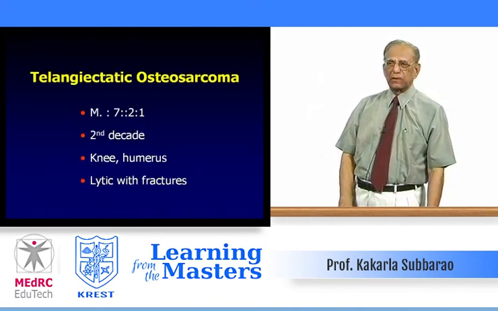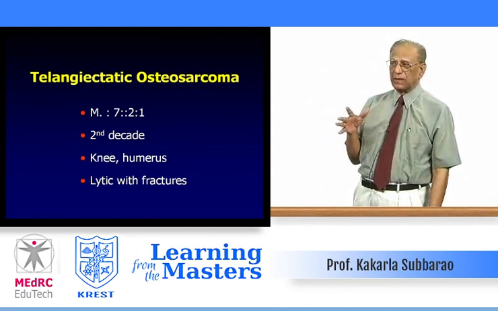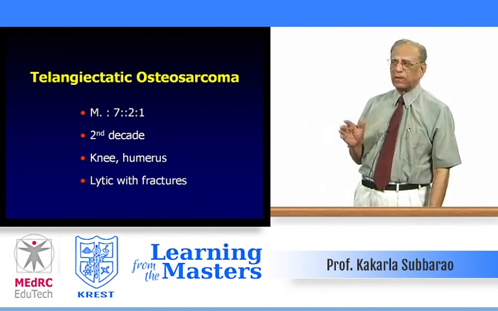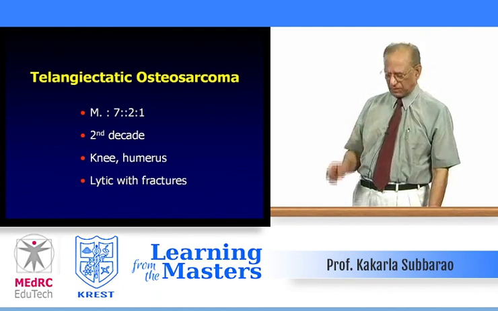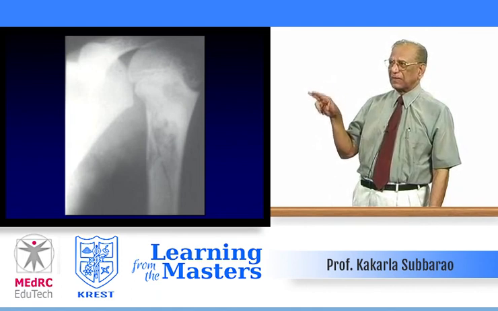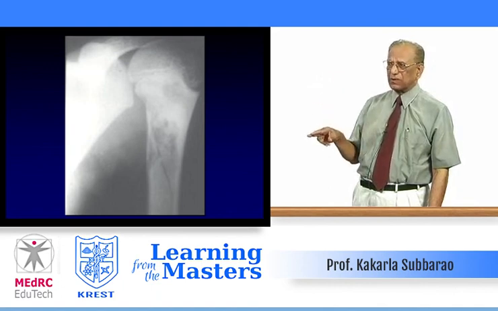Telangiectatic osteosarcoma, predominantly in males, second decade, knee and humerus are the common sites. Predominantly it's lytic, not much of new bone formation. Pathological fractures are not uncommon. Lower end of the femur, teenager, the epiphyses are not closed. Lytic area, eccentrically located, periosteal reaction, cortex is broken, telangiectatic.